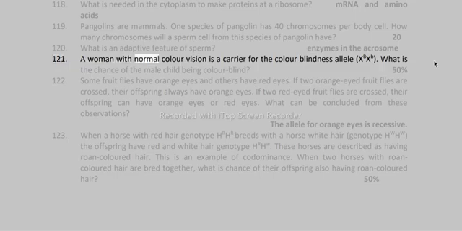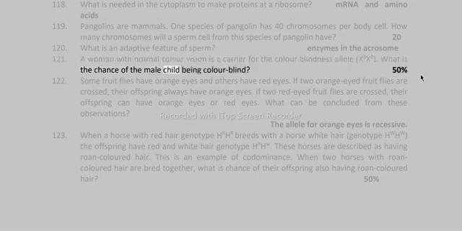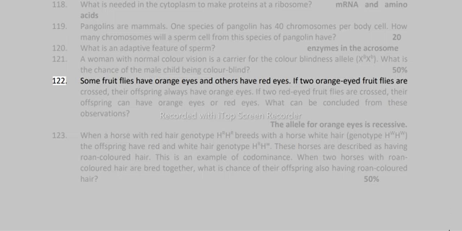121. A woman with normal color vision is a carrier for the color blindness allele, XBXb. What is the chance of a male child being colorblind? 50%. 122. Some fruit flies have orange eyes and others have red eyes.